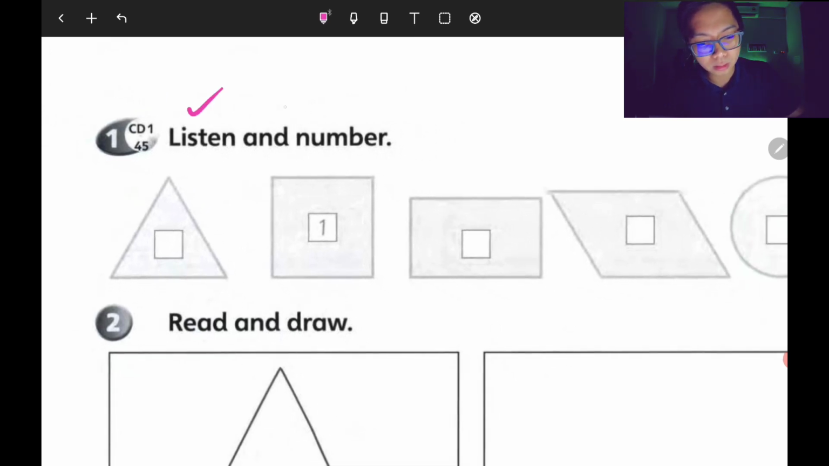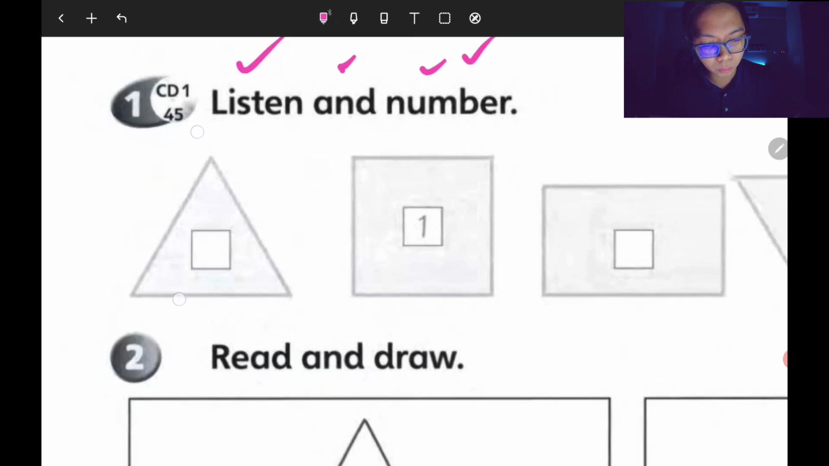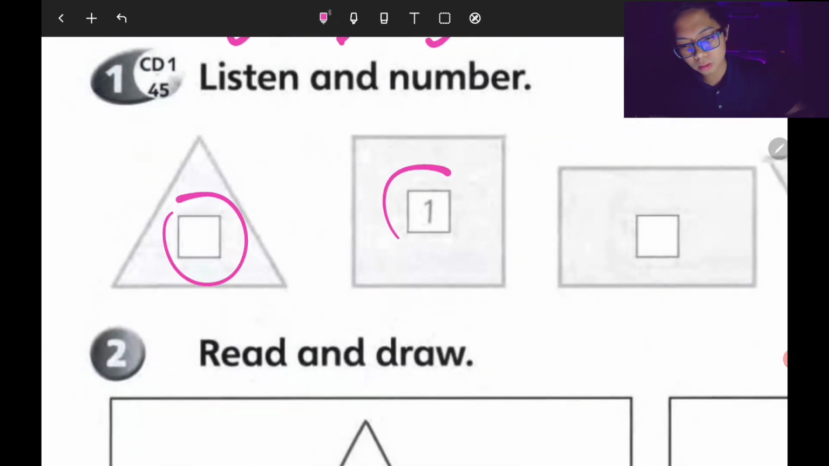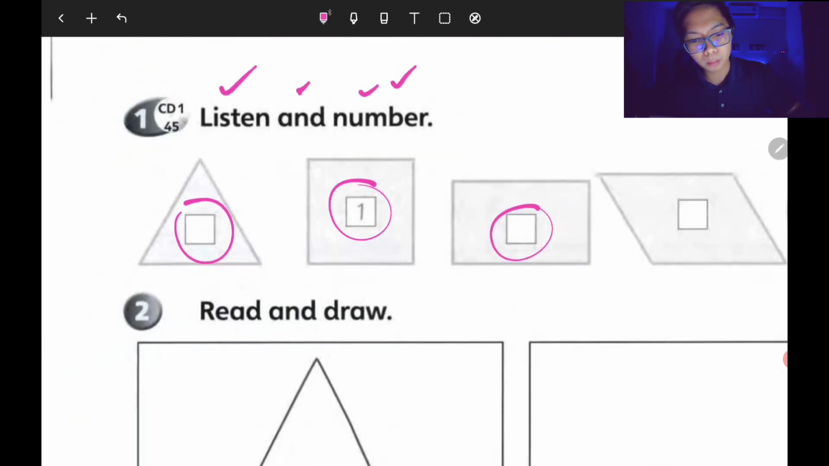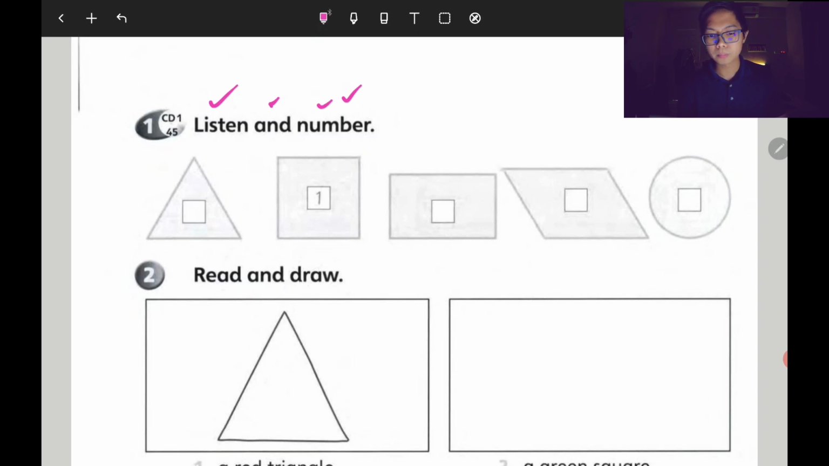So after you have listened, you have to number. You have to put the number in these shapes. Okay, di dalam bentuk-bentuk ini ada kotak-kotak. You can see the boxes in the shapes. So you have to listen and number.